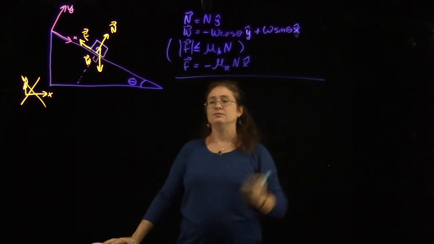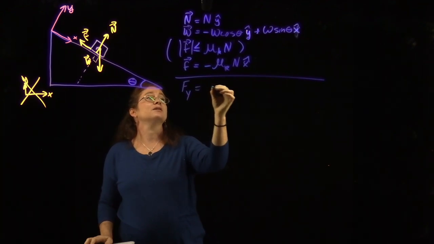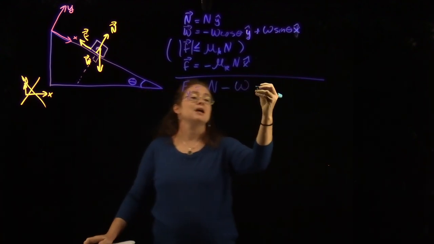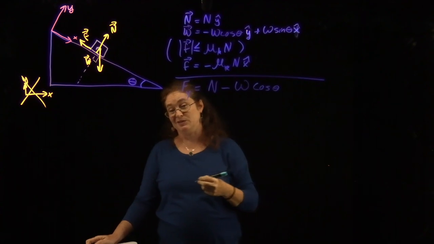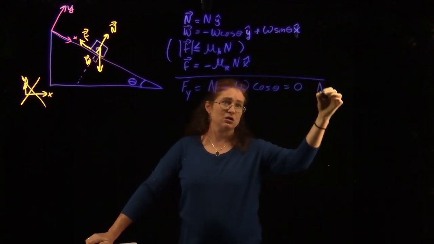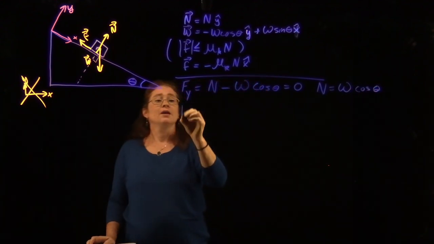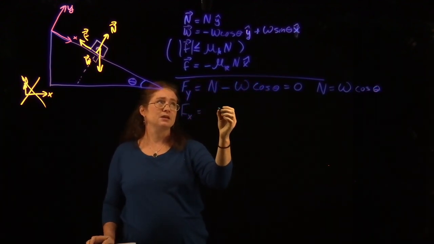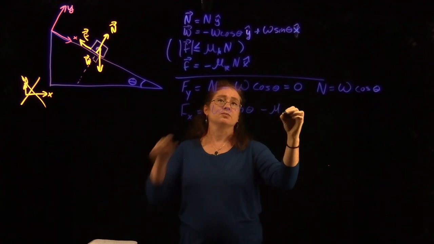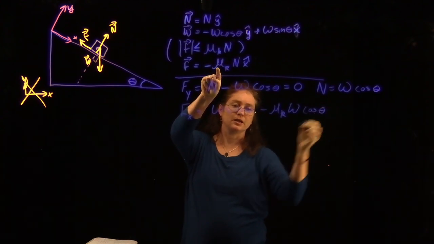Now, we can then add things up. I'm going to break it into components. The y component is equal to the normal force minus w cosine theta, where w is mass times the gravitational constant. And this has to equal zero. So the normal force is equal to w cosine theta. The force in the x direction is then w sine theta minus mu sub k. And now we're going to put in w cosine theta.